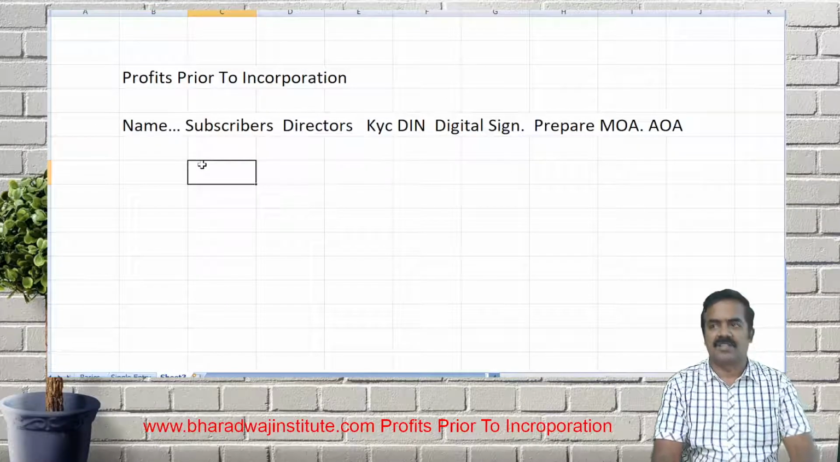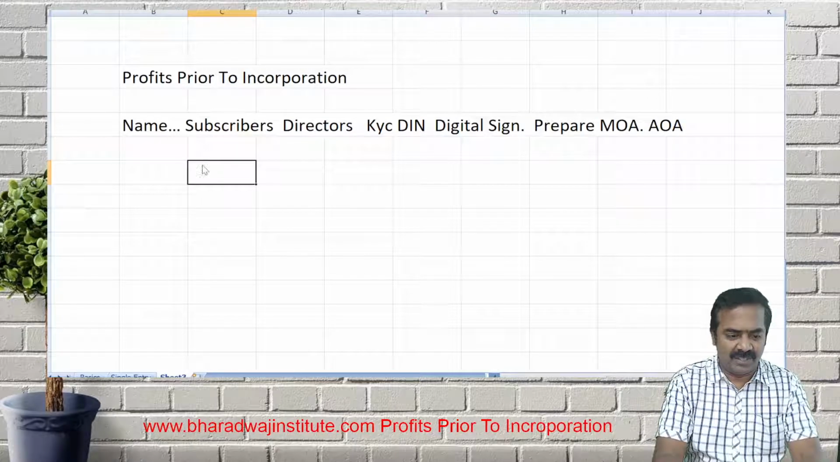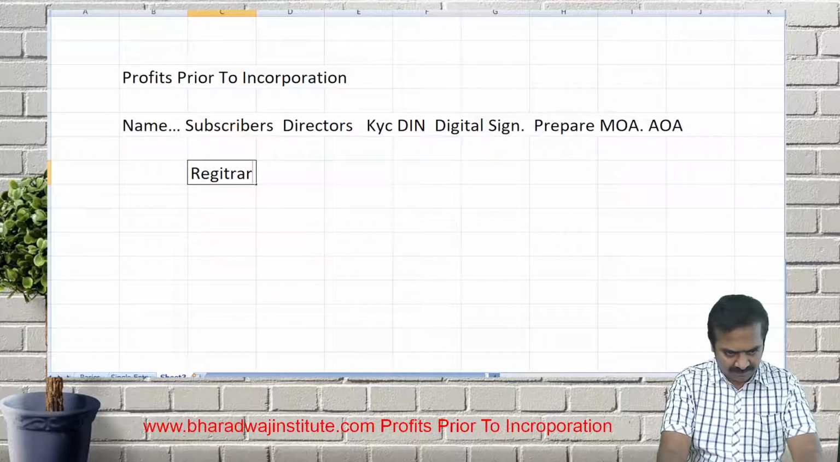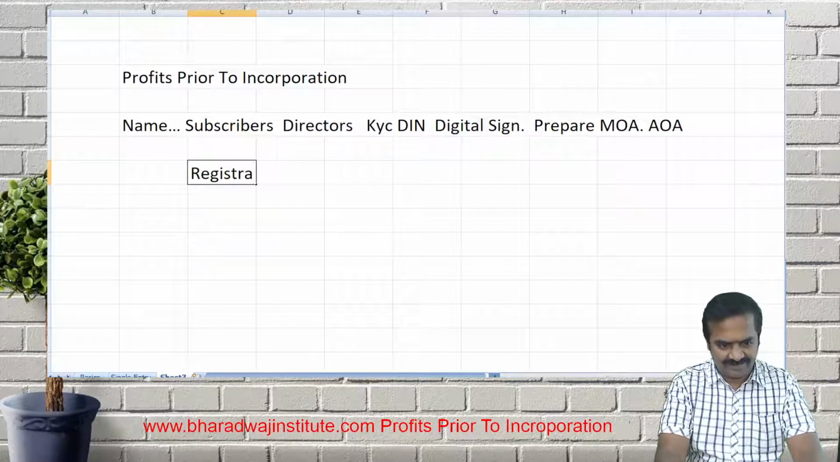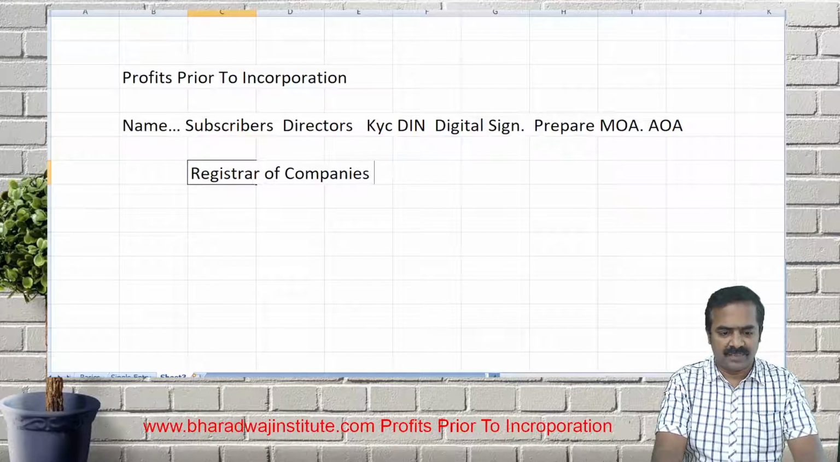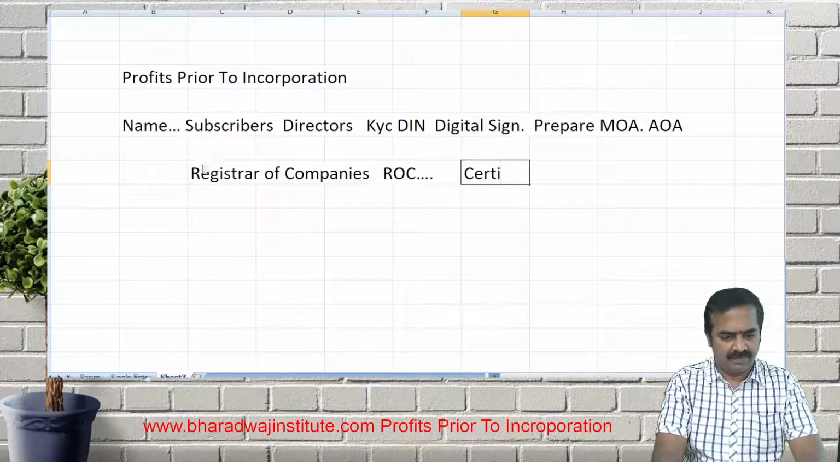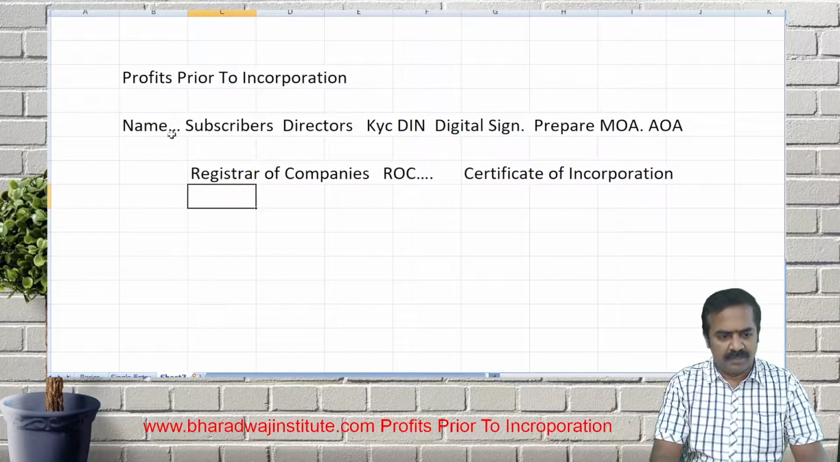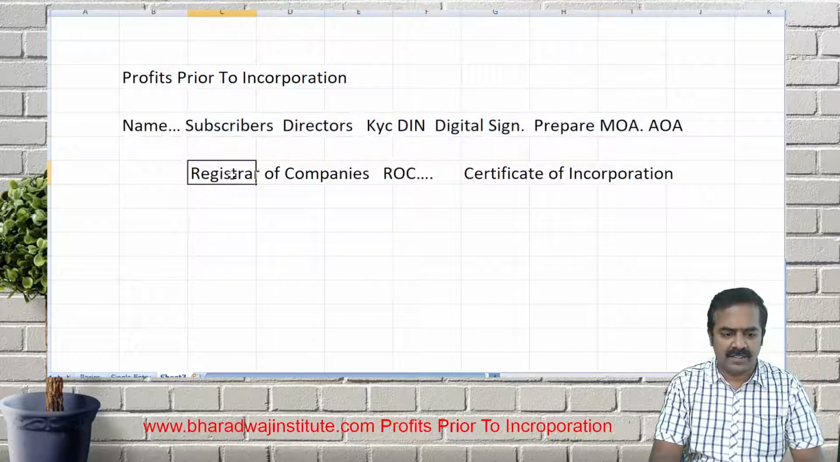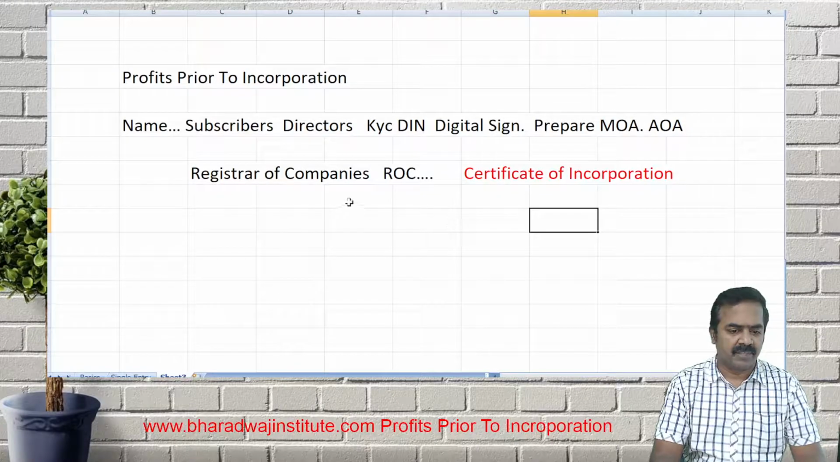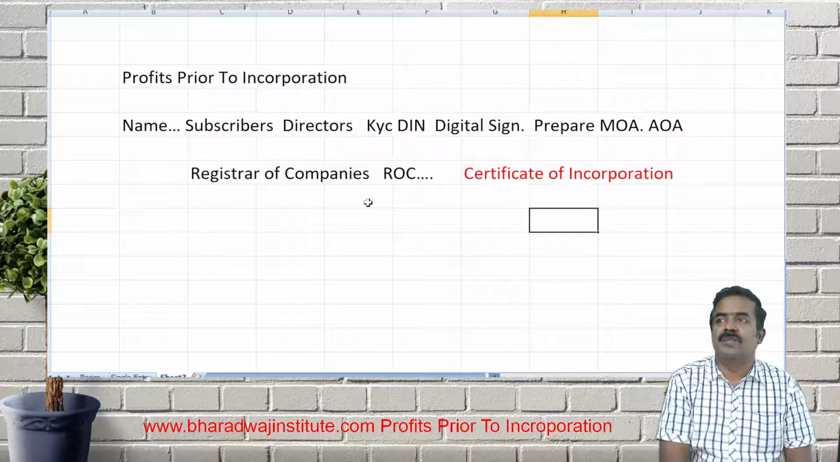After all these things, after submission of all the documents, ROC will grant what? ROC means Registrar of Companies. We call it ROC. It will grant which one? Certificate of Incorporation. So first you have to do all these formalities, then register the company, then you are granted a certificate of incorporation. Then a private limited company can start the business immediately.